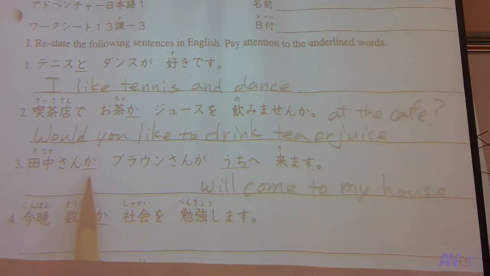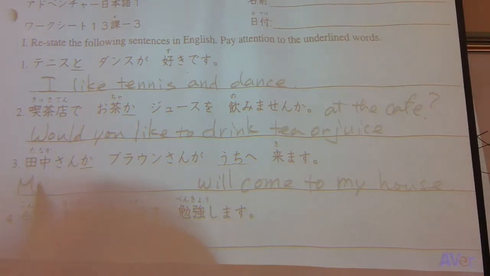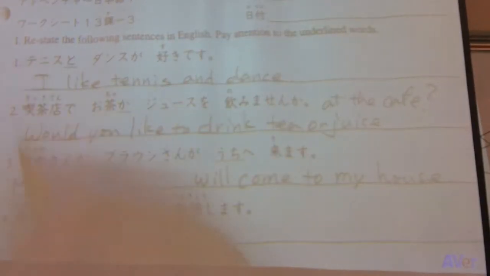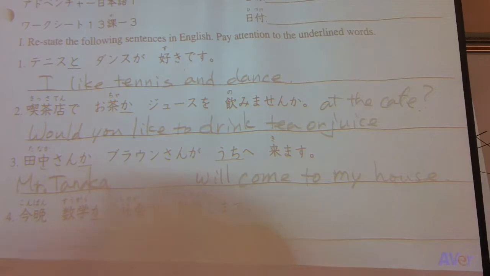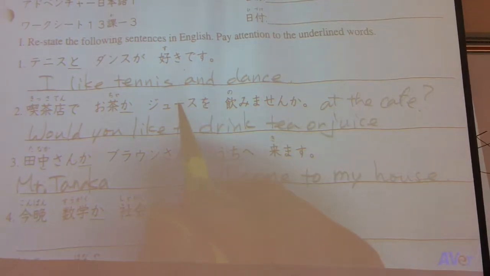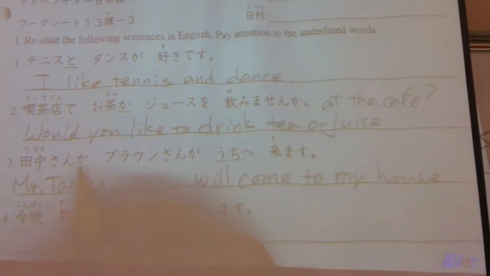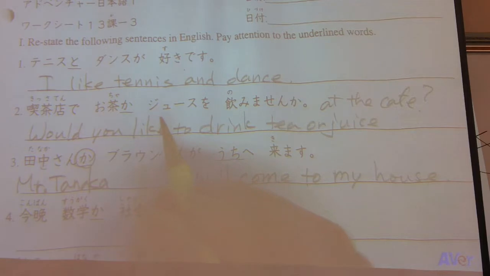Tanaka-san ka Brown-san. Yes. Tanaka. Okay, Mr. Tanaka. No problem, sorry. Mr. Tanaka. And Mr. Brown. Mr. Tanaka. Ka, right? Ka. There's no question.